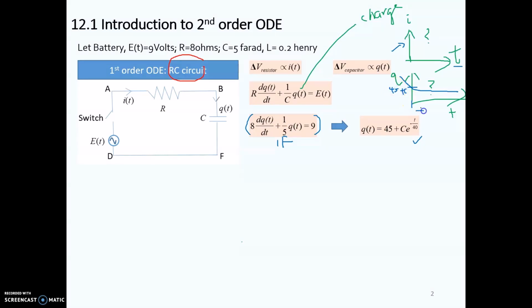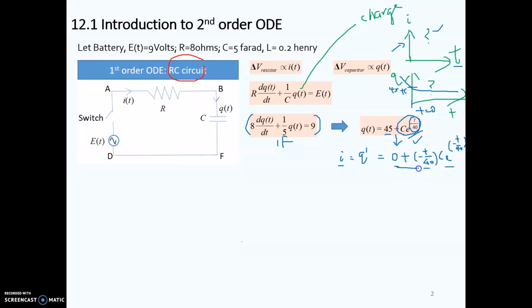Over here your t is equal to 0. So you substitute inside this equation, and you also obtain the intersection to be 45 plus c. If you want to know the current, since we know the current is equal to Q prime, you can continue to differentiate this to obtain the current. Differentiate 45, you should obtain 0.